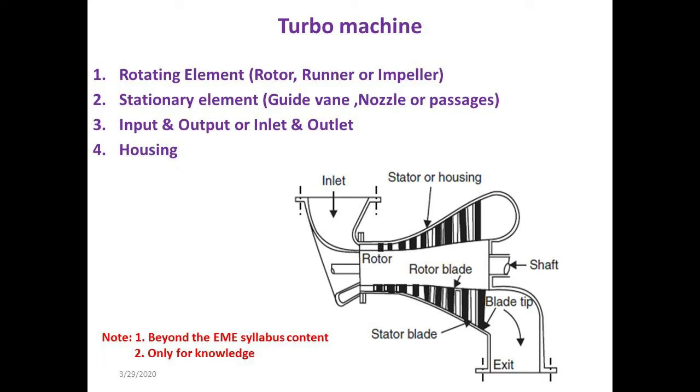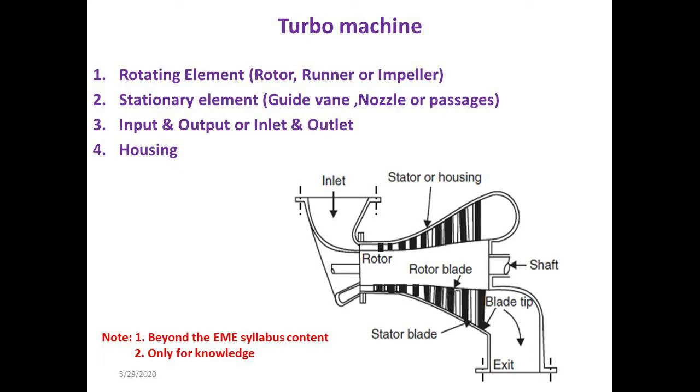Now let us take a simple example in order to understand the working principle of a simple turbo machine. Let us assume that water is entering the turbo machine through the inlet. As soon as it enters through the inlet, it initially comes in contact with the stationary element, which is housed inside the housing and connected to the housing surface from the inside.